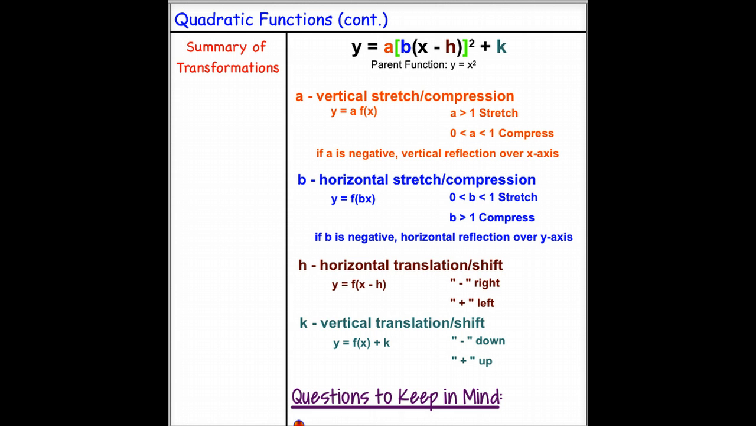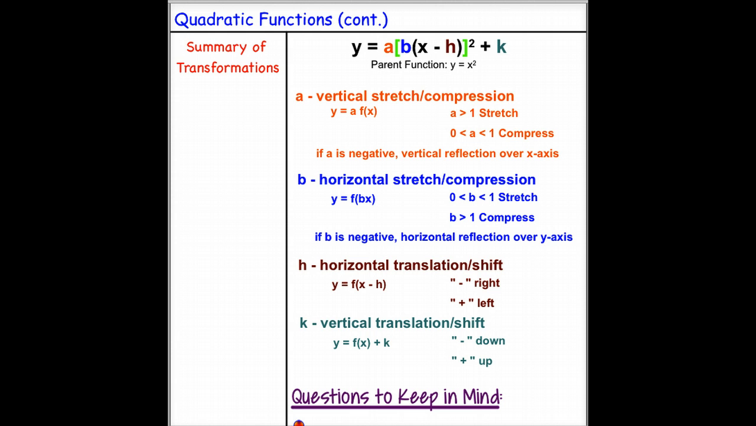So if the h value is being subtracted, it's going to the right. If it's being added, it is going to the left. And finally, if we have a k value, then that's going to be one of our vertical translations or shifts. That'll be on the end, and it's always adding or subtracting. And vertical is always exactly as it looks. So if it's subtracting, it will go down. If it is adding, it will go up.